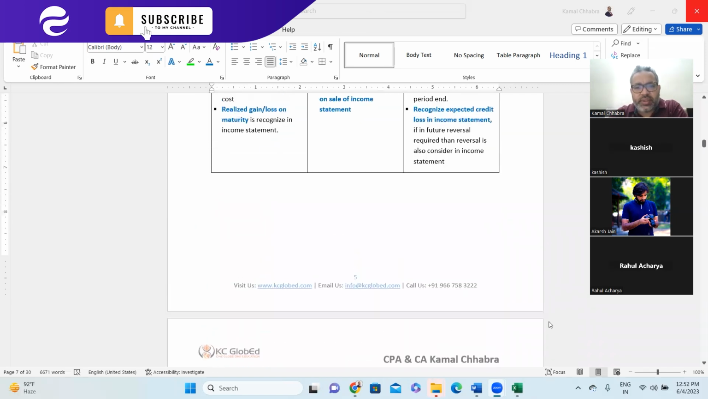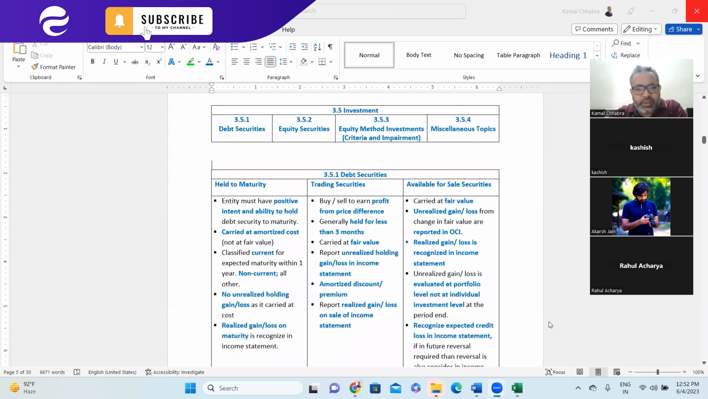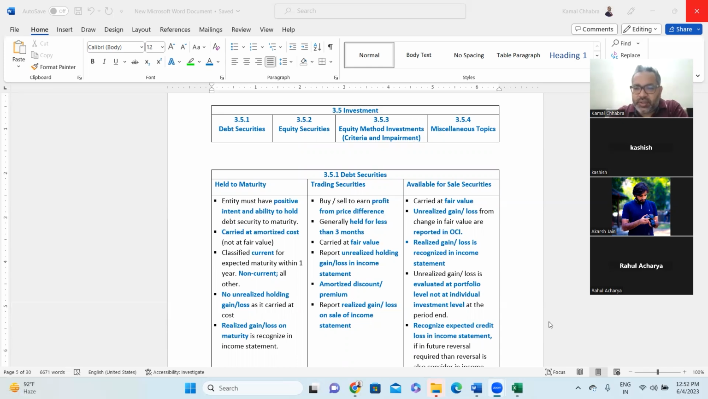First, let's understand the debt securities. In the debt security, there are three categories of debt security. One is held to maturity. Do you know what is held to maturity by any chance? Any idea?